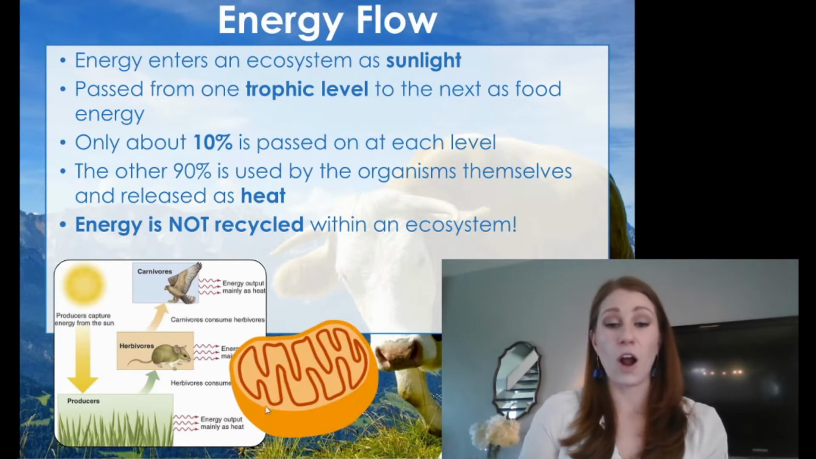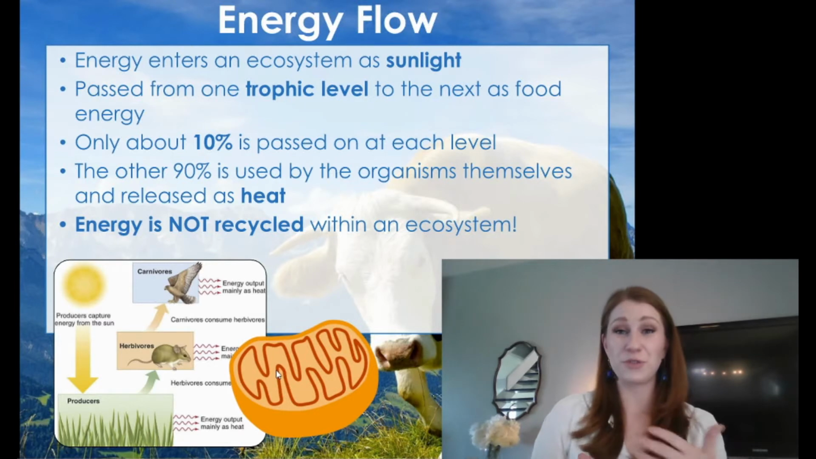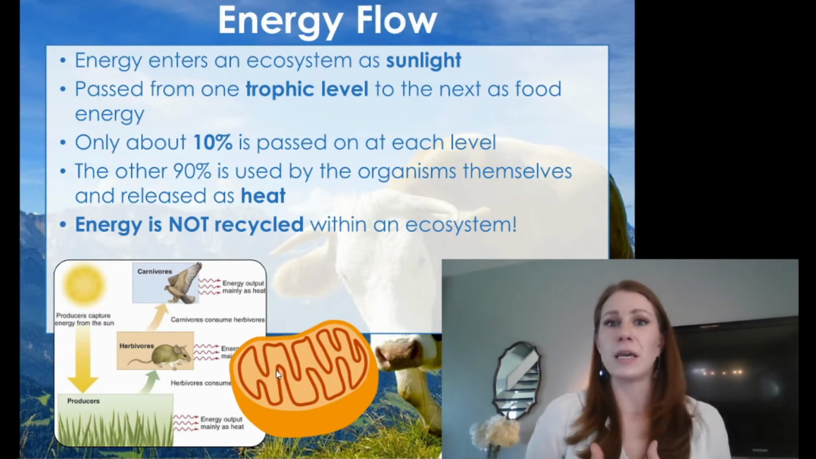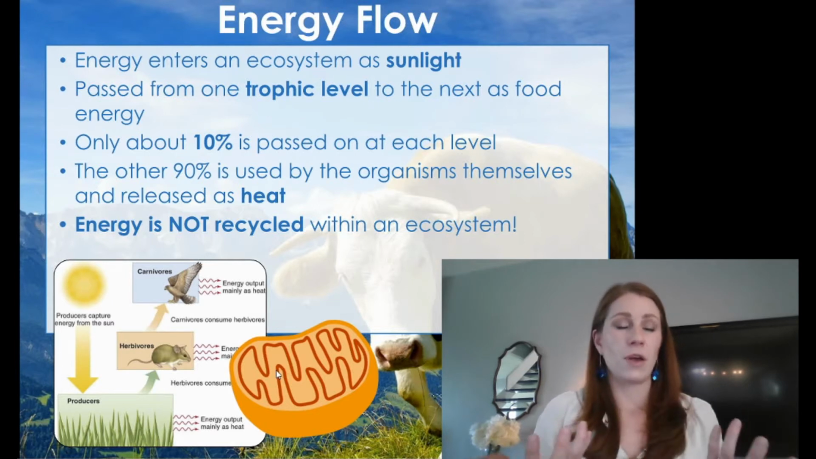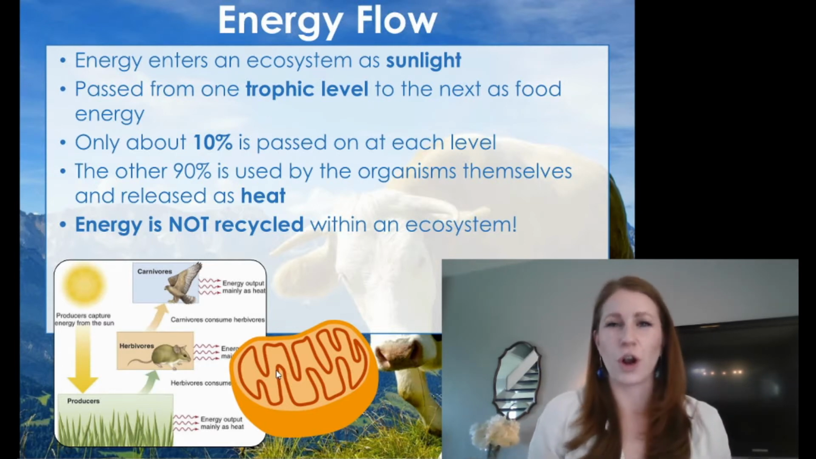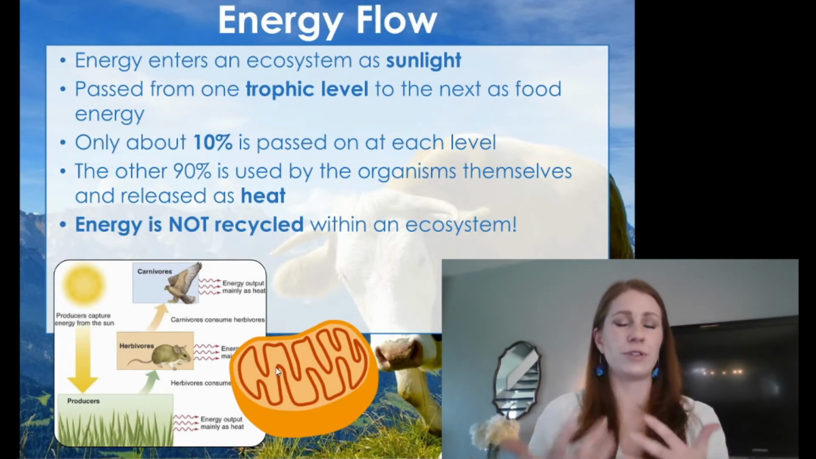All right. And again, our mitochondria, that's our organelle that's going to do cellular respiration for us, and it produces that heat. So it's us using our glucose or sugar to make ATP energy for us, and that's going to get used up. So that 90% is that used energy.